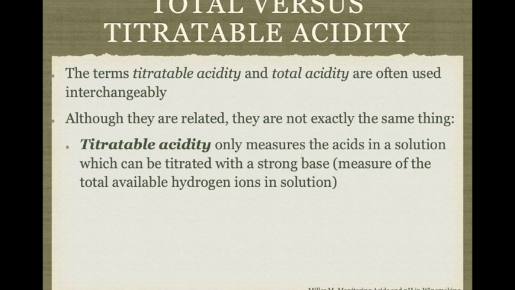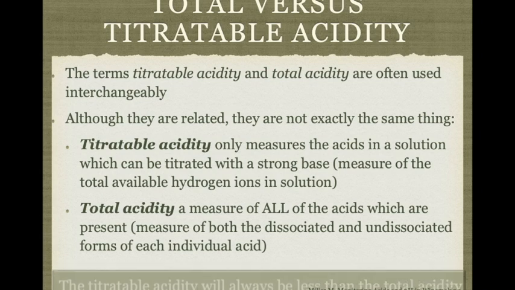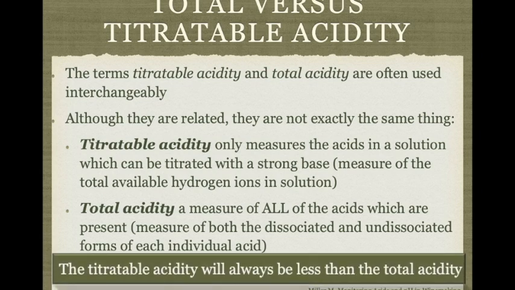So titratable acidity is a measurement of the acids in a solution which can be titrated with a strong base. It's a measure of the total available hydrogen ions in solution. The total acidity, on the other hand, is a measure of all of the acids which are present. So it's a measure of both the dissociated and the undissociated forms of each individual acid. That is why the titratable acidity will always be slightly less than the total acidity.